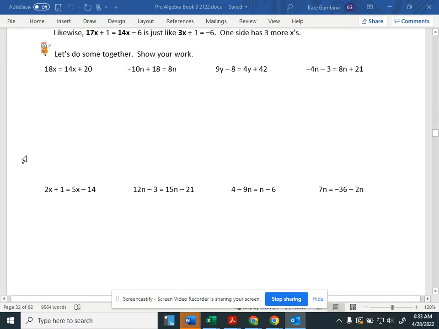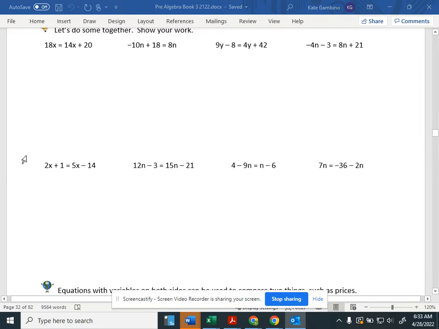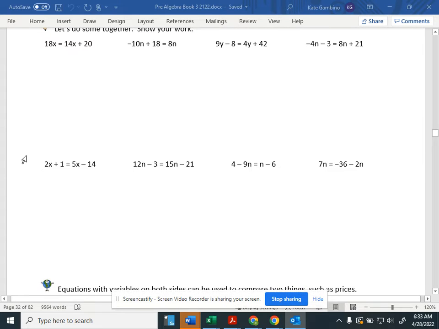All right, so we're going to do some together, and we're going to show our work. No gold stars for doing it in your head. No gold stars for mental math. Show your work. You will appreciate this when you get into harder equations and you're in the habit of showing your work. It will help you stop making those simple mistakes. So let's look at our first one.